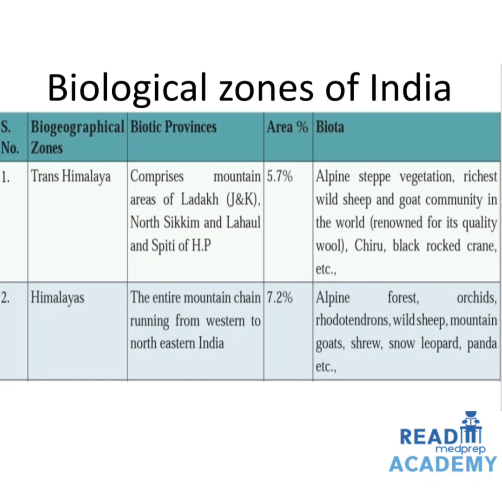It occupies about 7.2%. The biota which is there includes the flora like the alpine forest, orchids, rhododendrons. The fauna: wild sheep, mountain goats, shrew, snow leopard, panda, etc.